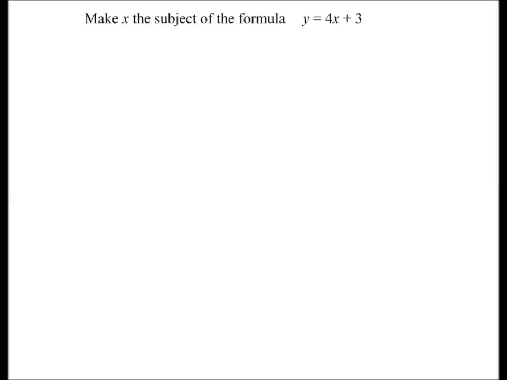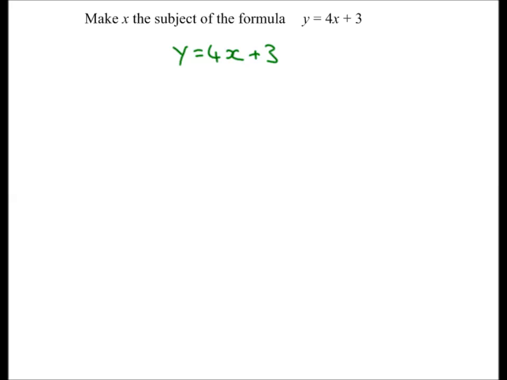So if I have a look at y equals 4x plus 3, what I'm doing to x is I'm taking x. The first thing I'm going to do, thinking about my order of operations, is I'm timesing it by 4. And then the last thing I'm going to do is I'm adding 3, and then I'm ending up with y. What I want to do is the opposite of that all the way through. So the first thing I'm going to do is get rid of the plus 3, and then I'm going to get rid of the times by 4. So let's have a go.